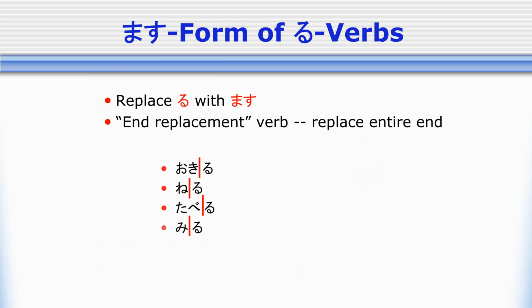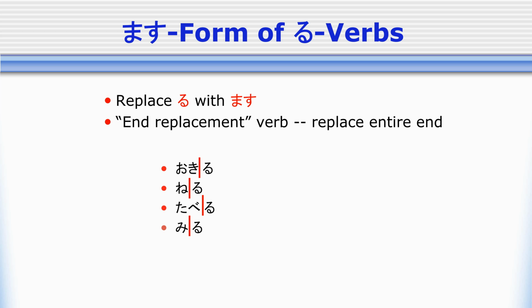So when we want to change a ru verb to the mas form, so far we have just memorized all of our verbs in the mas form, but from now on, we're going to work on memorizing verbs in the dictionary form, and we can learn to turn them into mas form. So when we want to change a ru verb to mas form, all we have to do is get rid of the ru and put mas. It's very straightforward. So any conjugation that we do with a ru verb, we're going to be getting rid of the ru and replacing it with something else.